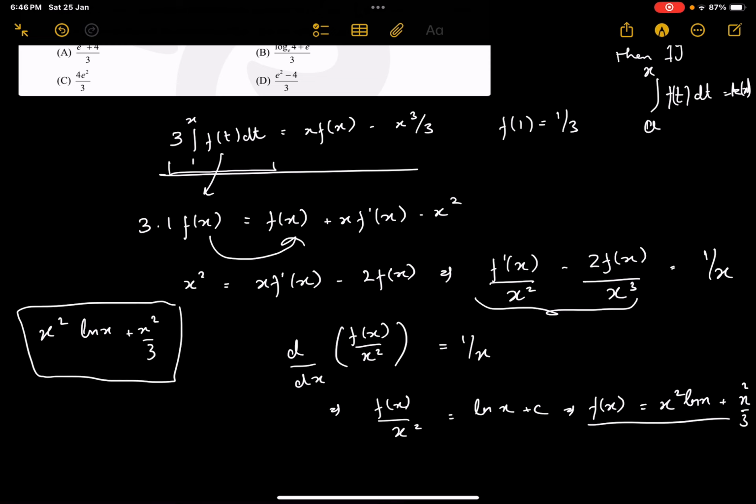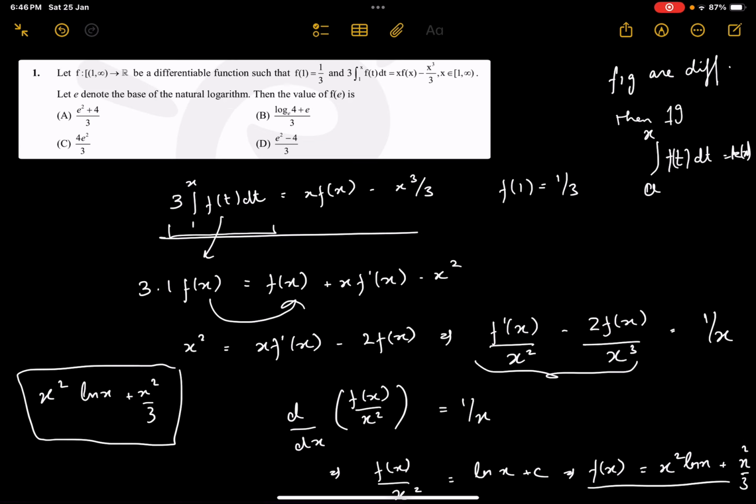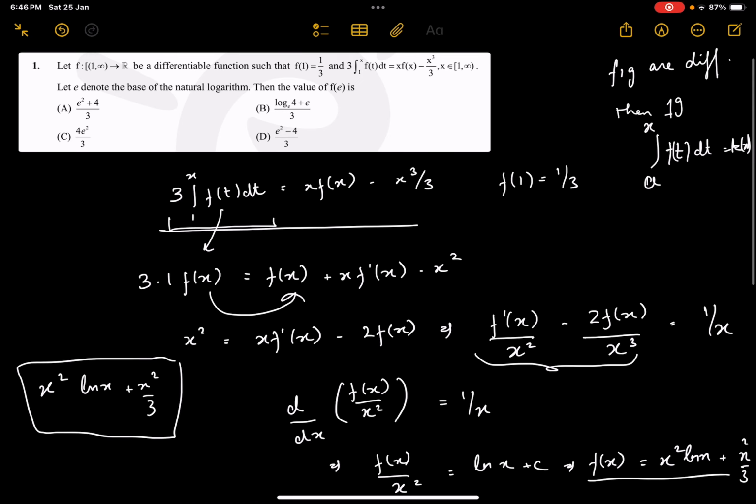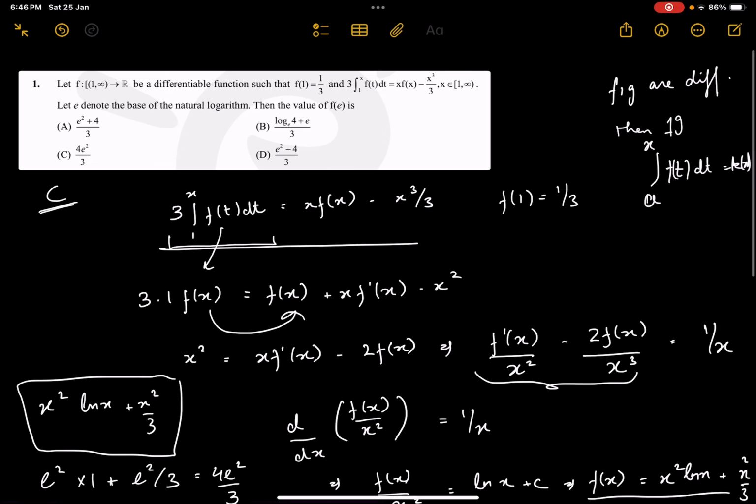So this is our f(x), and what are we asked? We are asked the value of f of e. So substituting e here, we get e square ln of e, which is 1, plus e square by 3, which is 4e square by 3. So the answer is C. So after differentiating, the question was pretty standard and straightforward, and I think this should definitely be done in the first go.